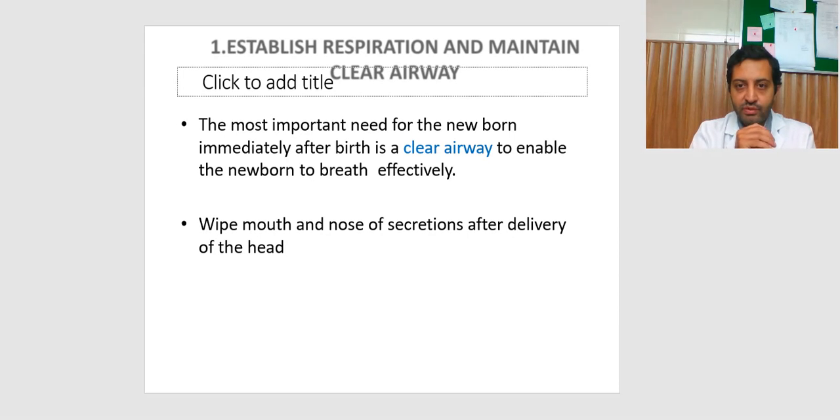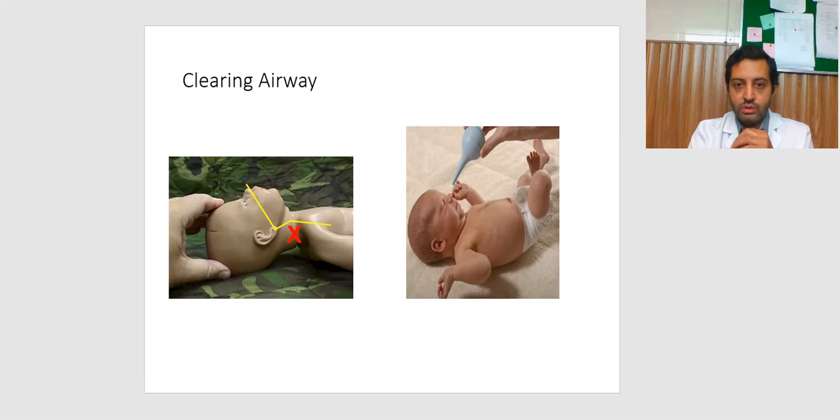So, if a baby who is not well, who is not crying, and who is having poor respiration at the time of birth, he may need help in the form of clearing the airway and wiping out the secretion from the nose and the mouth of the newborn baby to establish the first breath and to establish a proper respiration. So this is a method of maintaining the airway in newborn baby.